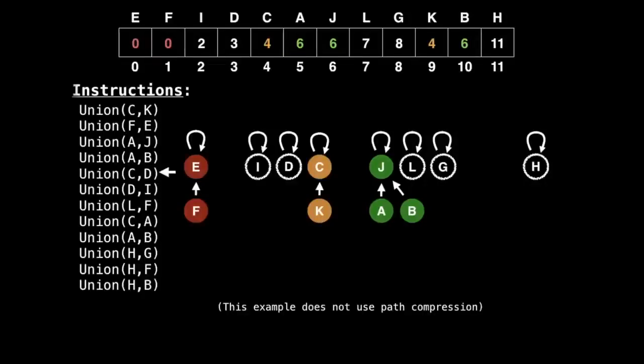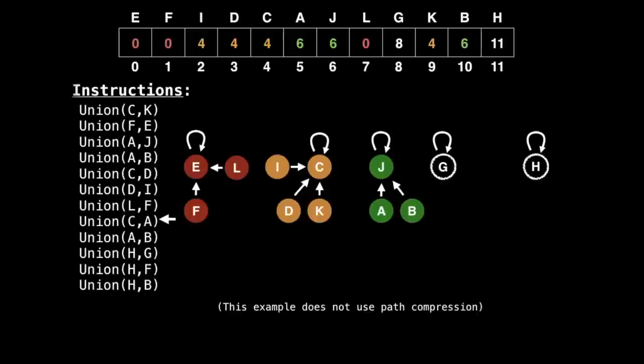So now we want to merge C and D. I find the root node of D, which is D, and find the root node of C, which is C, and I'm going to merge the smaller component, D, into the larger component, which is the orange group. So now D is going to be part of the orange group. Now I want to merge D and I, so a similar thing happens, and I now points to C. Now I want to merge L and F. F's parent is E, so I'm going to merge L into the red group.